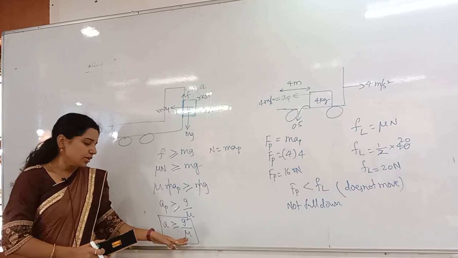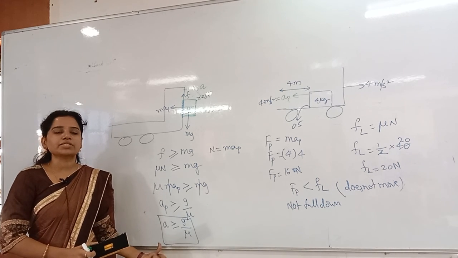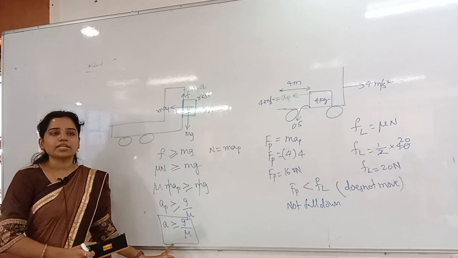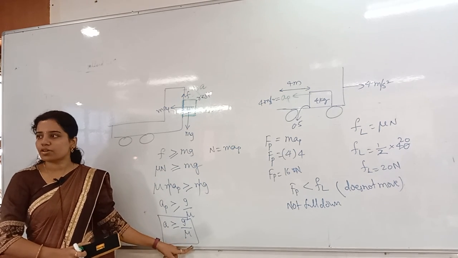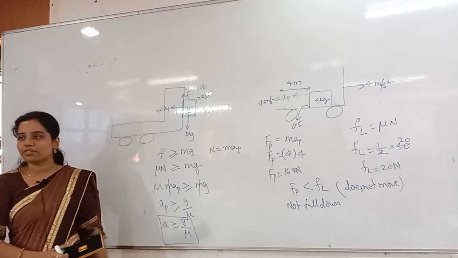If they have given mu as 0.5, then the acceleration a is greater than or equal to 20, since 0.5 is 1 by 2. So 20 will be the answer.